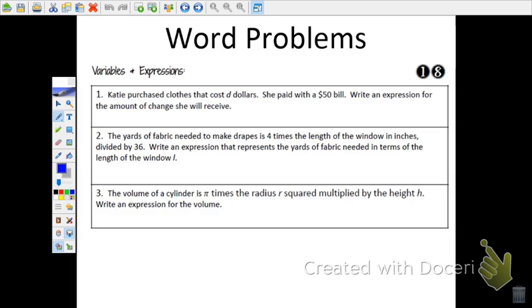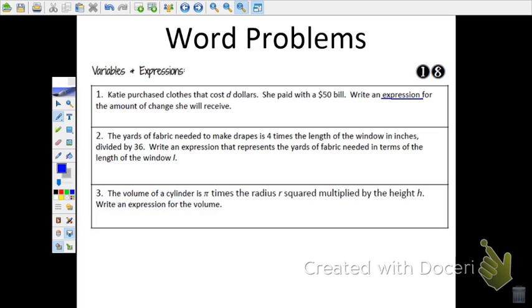She paid with a $50 bill. Write an expression for the amount of change she will receive. So key thing is here they want us to write an expression, which we know an expression does not have an equal sign. So we're not solving anything because we don't have an equation. We're just writing an expression.